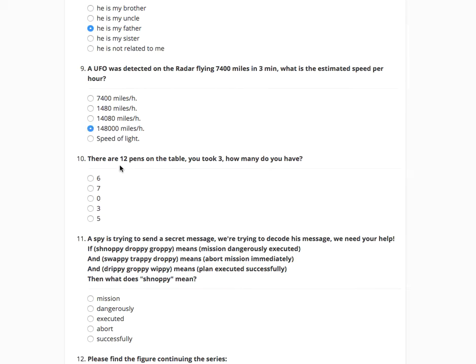All right. There are 12 pens on the table. You took 3. How many do you have? Well, I have 3, right? Because I took 3. But does this look like a straightforward question? I mean, it looks like it's about to fool me here. 12 pens on the table and I take 3. How many do I have? Well, there's no greater number than 12. So obviously I have to have 3.